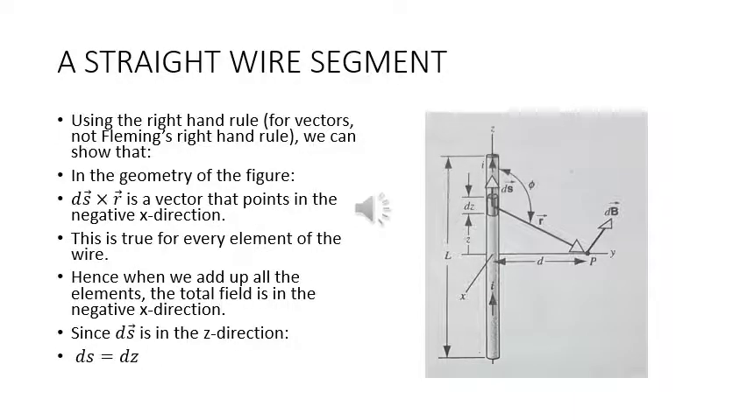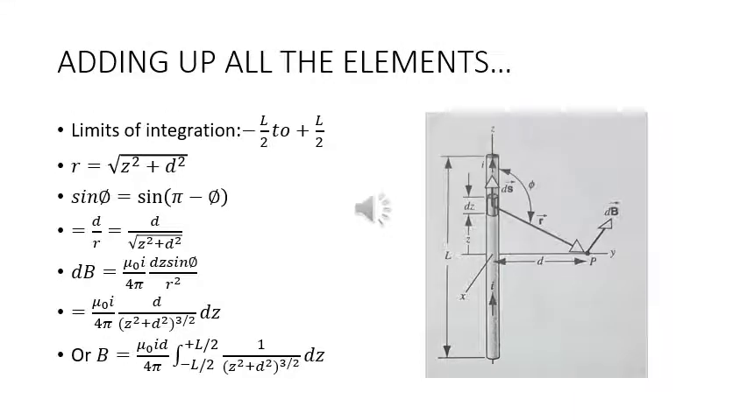Using the right-hand rule for vectors, not Fleming's right-hand rule, we can show that in the geometry of the figure, ds cross r is a vector that points in the negative x direction, that is into the paper. This is true for every element of the wire. Hence, when we add up all the elements, the total field is in the negative x direction. Since ds is in the z direction, ds can be rewritten as dz, and the limits of integration extend from minus capital L by 2 to plus capital L by 2. r is given by under root of z square plus d square.